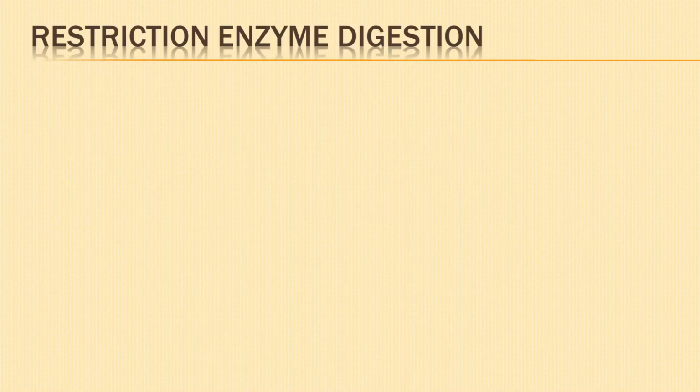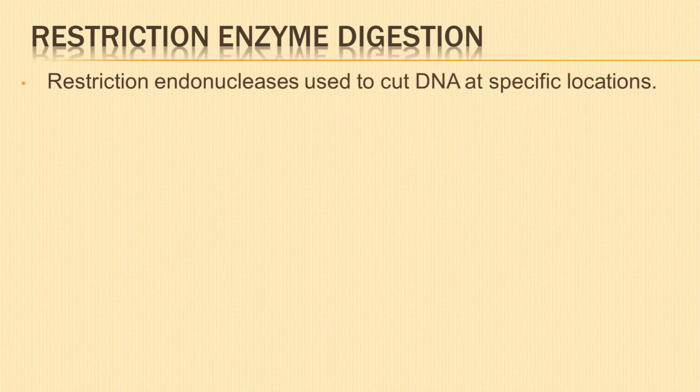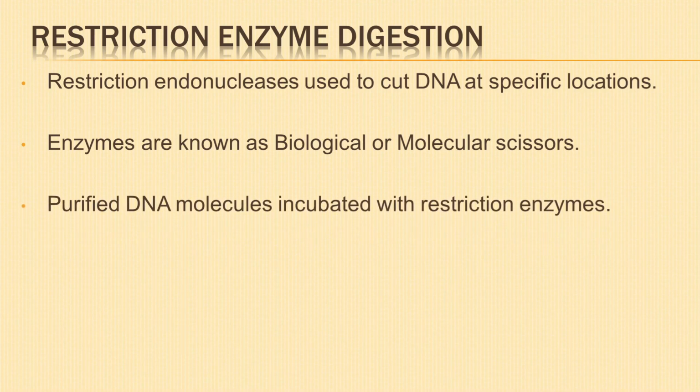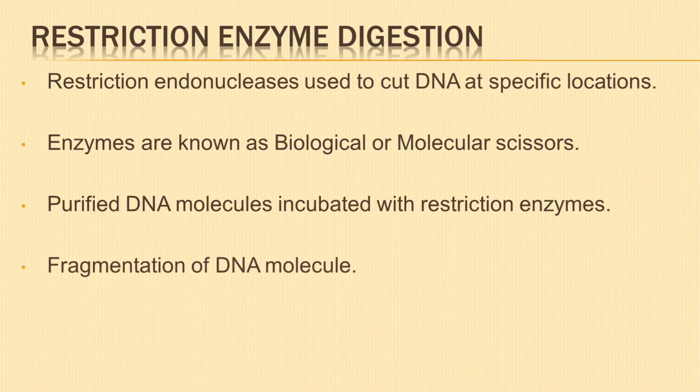Next step is restriction enzyme digestion. Restriction enzymes, namely restriction endonucleases, are used to cut DNA at specific locations. These enzymes are called biological or molecular scissors. Restriction enzyme digestion is performed by incubating purified DNA molecules with the restriction enzyme. This results in the fragmentation of the DNA molecule.